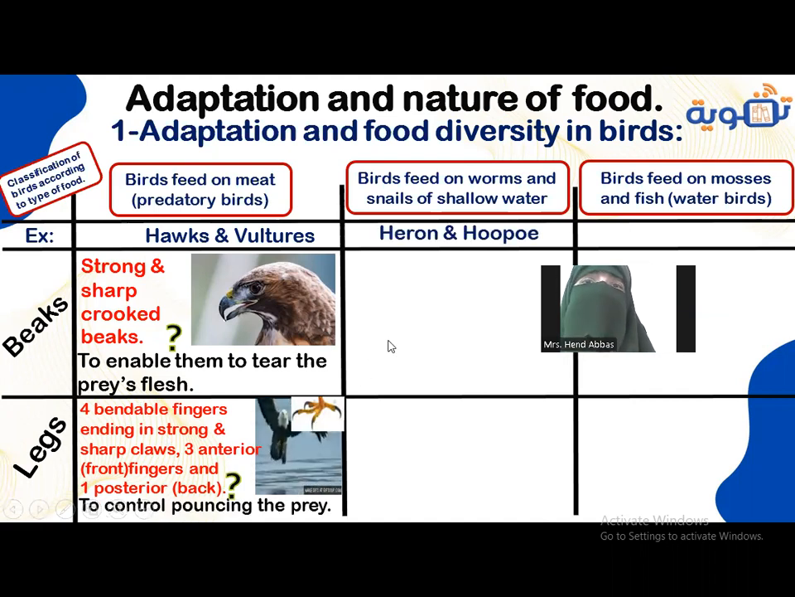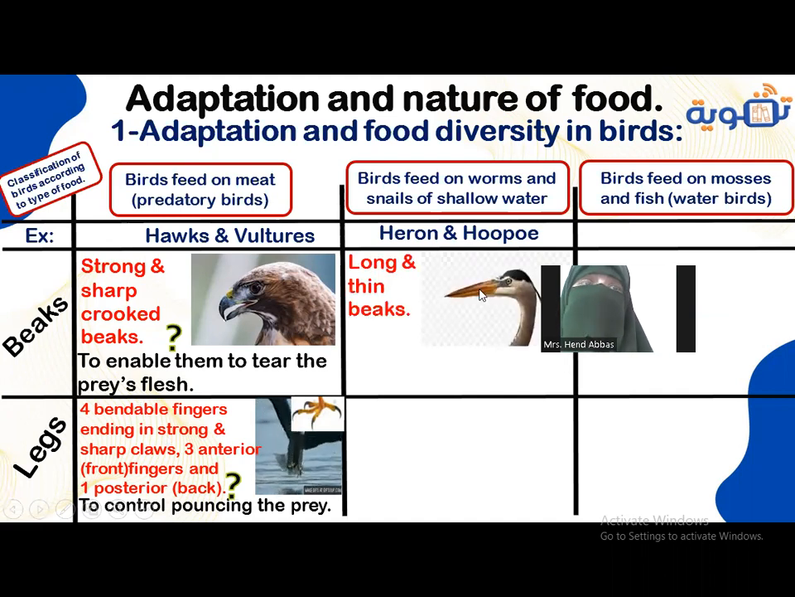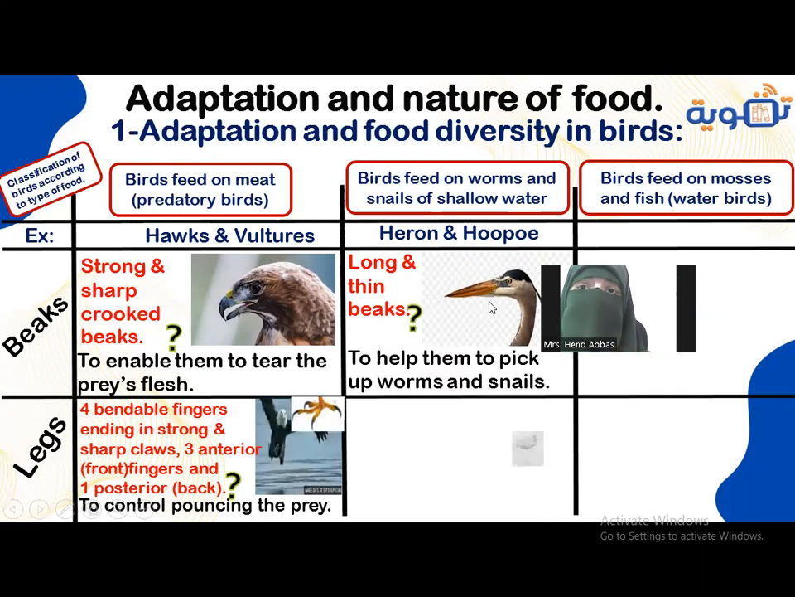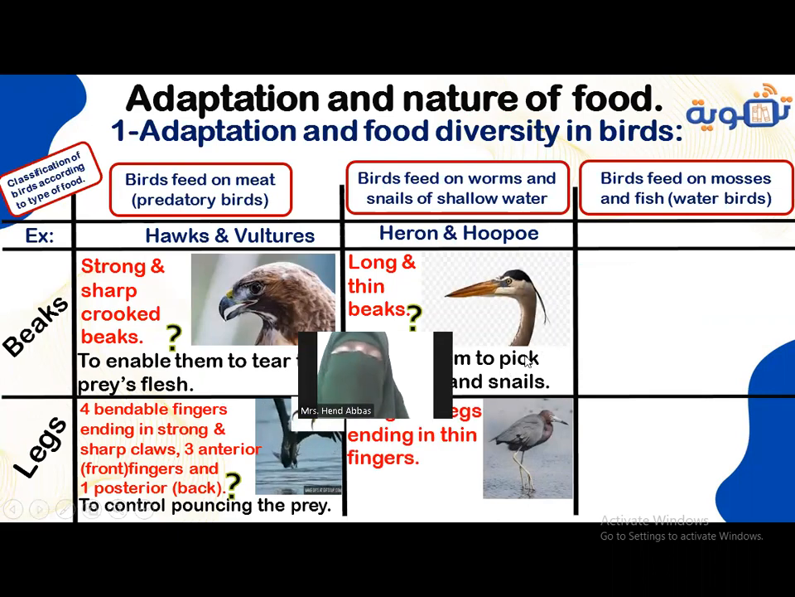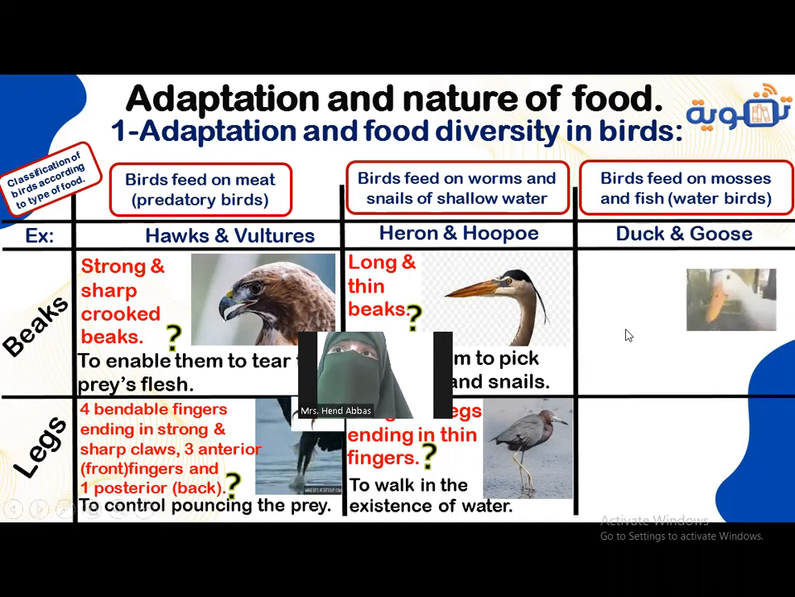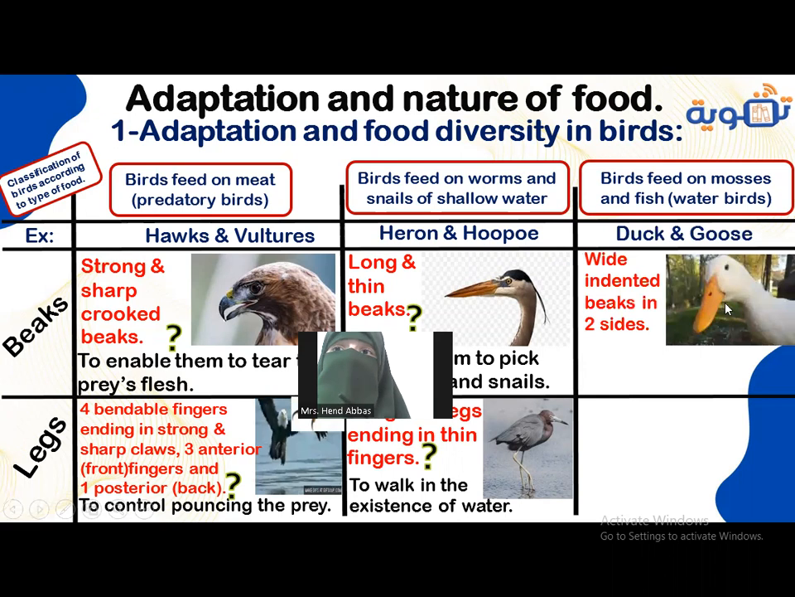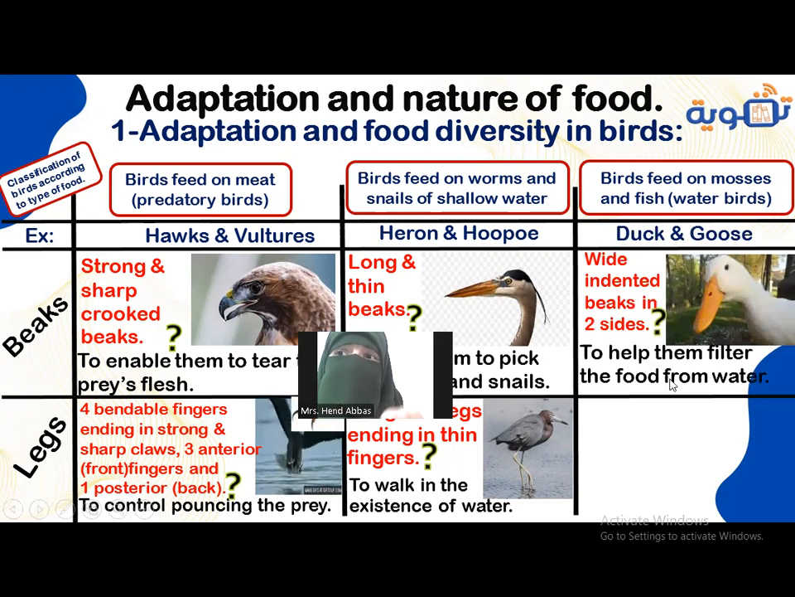What about the birds that feed on worms and snails, like heron and hippo? They have a long, thin beak. Why? To pick up worms. What about its legs? Long and thin also. Why? To help it walk, because it walks in water, not swims in water. What about the water birds, like ducks and geese? Ducks and geese have wide beaks indented on 2 sides. Why? To filter their food from the water.